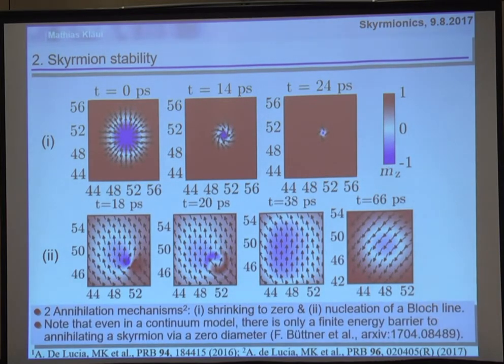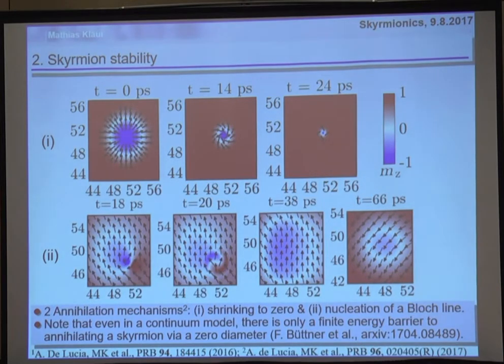What is important to note here is that there's never an infinite stability for a skyrmion. Since we're on a lattice, there's only a finite energy barrier. And this finite energy barrier depends on the magnetic properties. So more DMI can make a larger energy barrier. However, even in a continuum model, there is no unlimited stability because you can always shrink the skyrmion to 0 diameter. This was nicely shown in this paper by Felix Bittner, former PhD student of mine now.